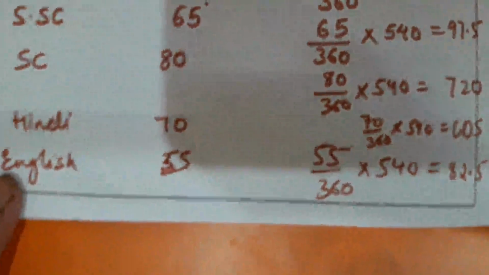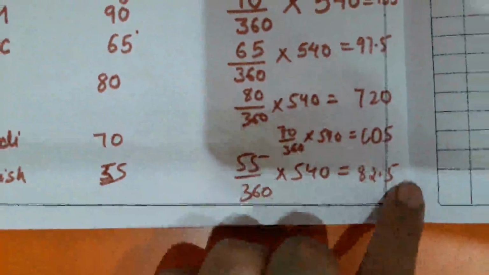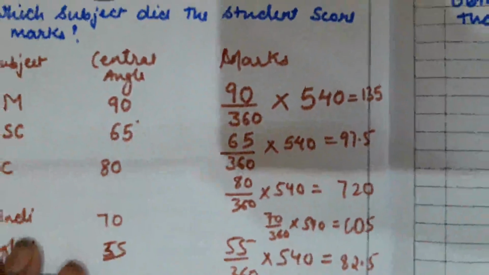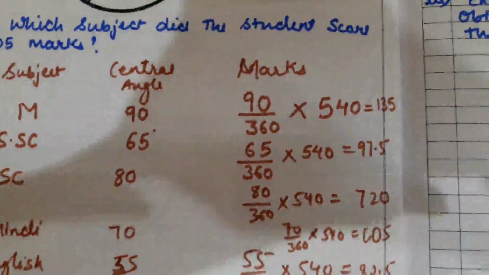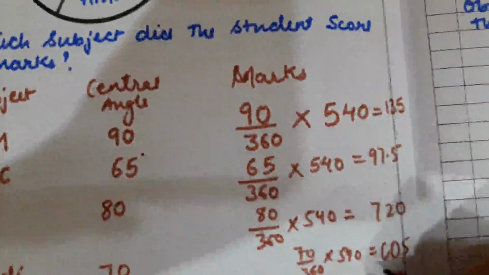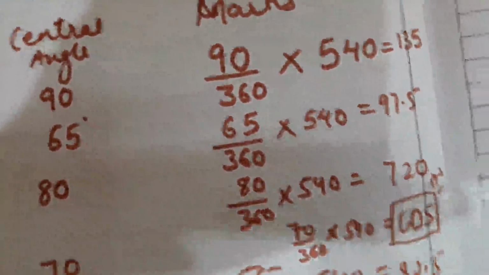Let's solve for English. 55 is there. 55 upon 360 into 540, you will get 82.5. So your question is, in which subject did the student score 105 marks? In Hindi he is scoring 105 marks. So this will be your answer.